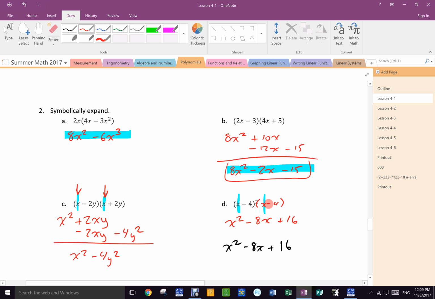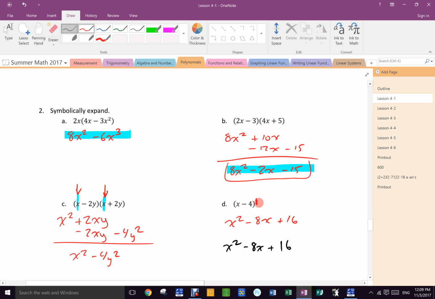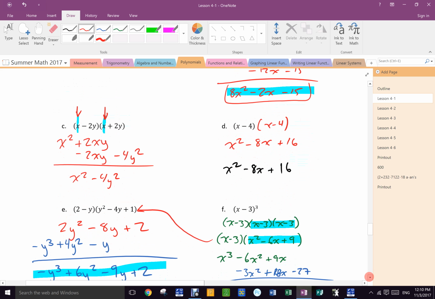So, this one, now you know what that means, right? That means x minus 4 times x minus 4. Is that a letter at the front? Can I use my little shortcut? x squared, what's negative 4 minus 4? Negative 8. What's negative 4 times negative 4? Positive 16. Sweet, hey? I know you guys think it's cool, you just don't want to say it in front of your friends.